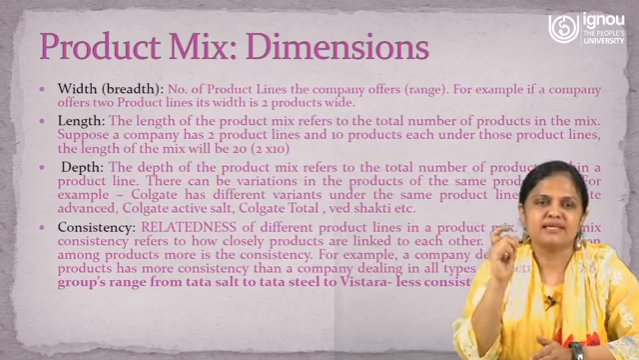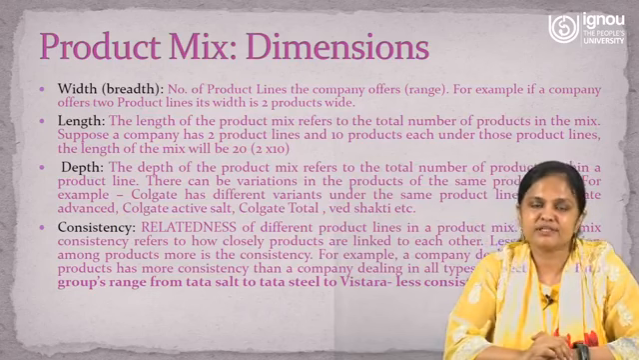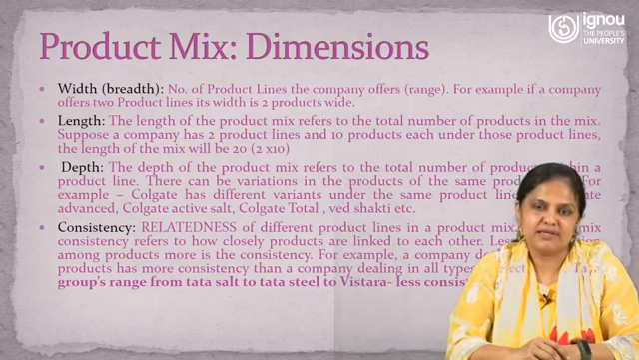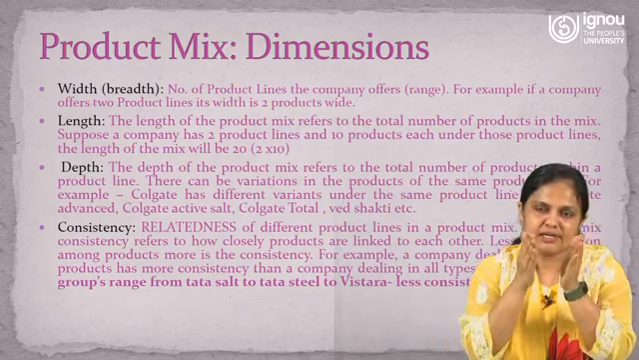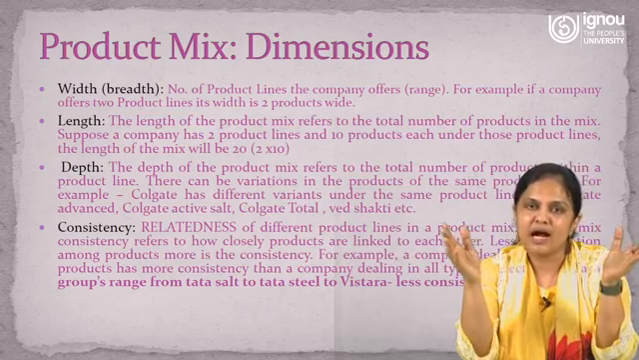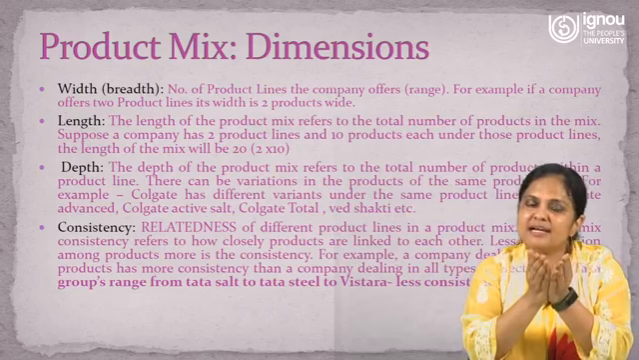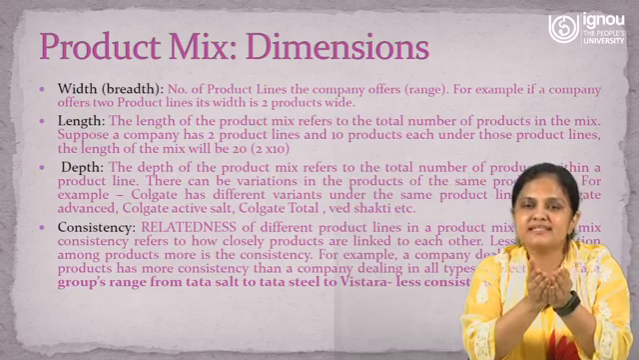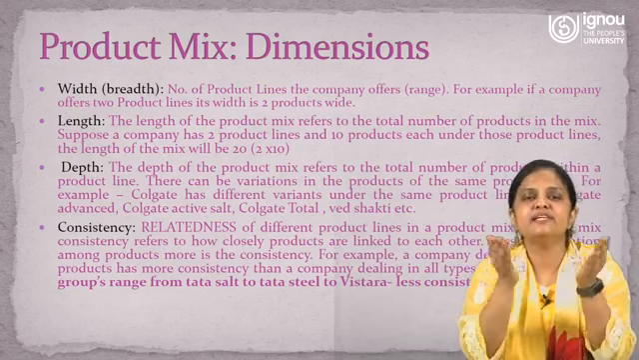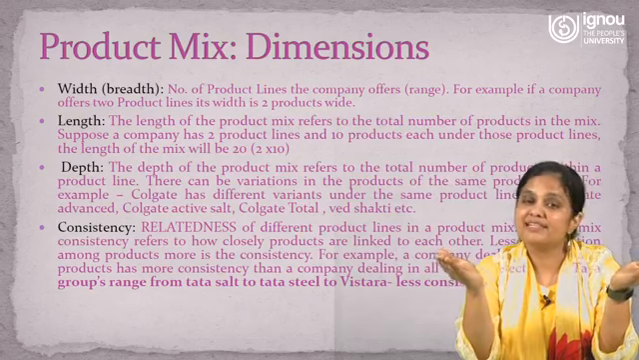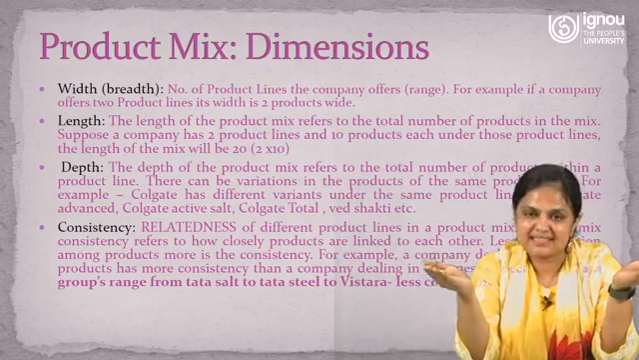And when we talk of consistency of product mix, it means the relatedness of different product lines in a product mix. So the different product lines that you are offering as a company, how are they related to each other? If they are related to each other, that means the product mix is consistent. And if they are not related to each other, that means the product mix of that particular company is not consistent or maybe less consistent.